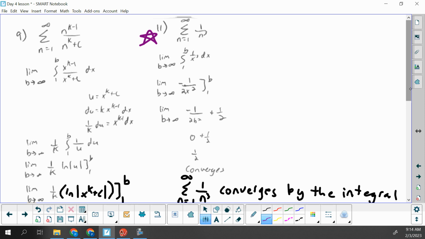So we had our 1 over n cubed. We did our antiderivative. Eventually, we had a b squared in the denominator. As b went to infinity, that went to 0. So we got a half, so that converged. Again, with the integral test, it doesn't mean the series is going to a half. It just means the integral converges, so the series also converged.